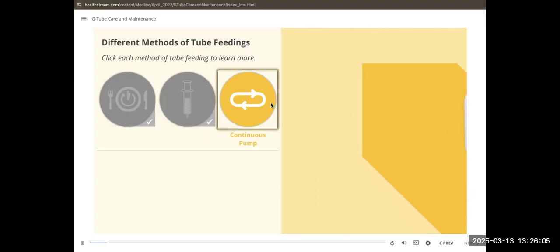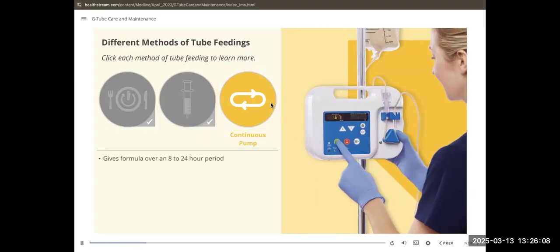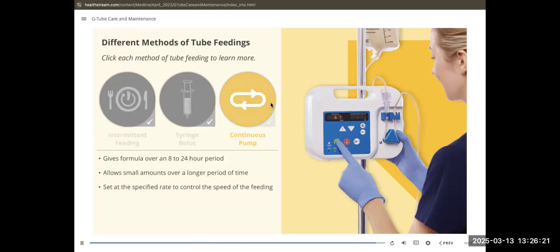The continuous pump is a method for giving formula over an 8 to 24-hour period. The pump allows small amounts to be given over a longer period of time. Pumps are set at a specified rate to control the speed of the feeding being delivered to the patient.